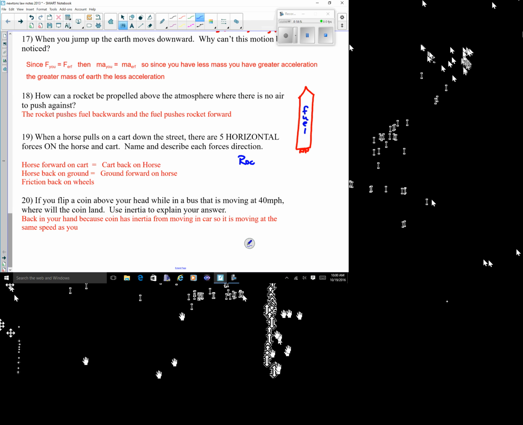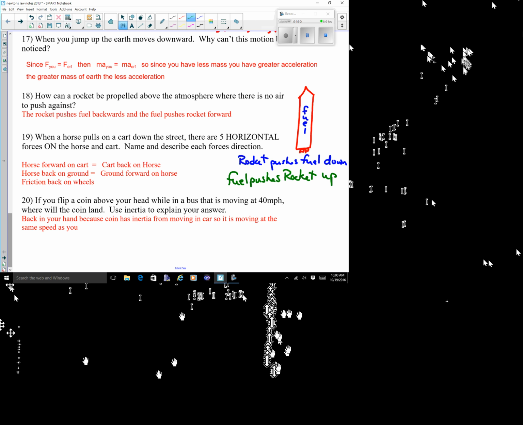Okay. Well, the reaction, you simply say it backwards. The fuel pushes the rocket up. So you don't see anything about the earth there. You don't see anything about the air there. It's just the rocket pushes the fuel, the fuel pushes the rocket. So when you're in outer space, you don't need any air. You don't need an earth to push against. It's just the two things connected to each other that are pushing in equal and opposite directions.